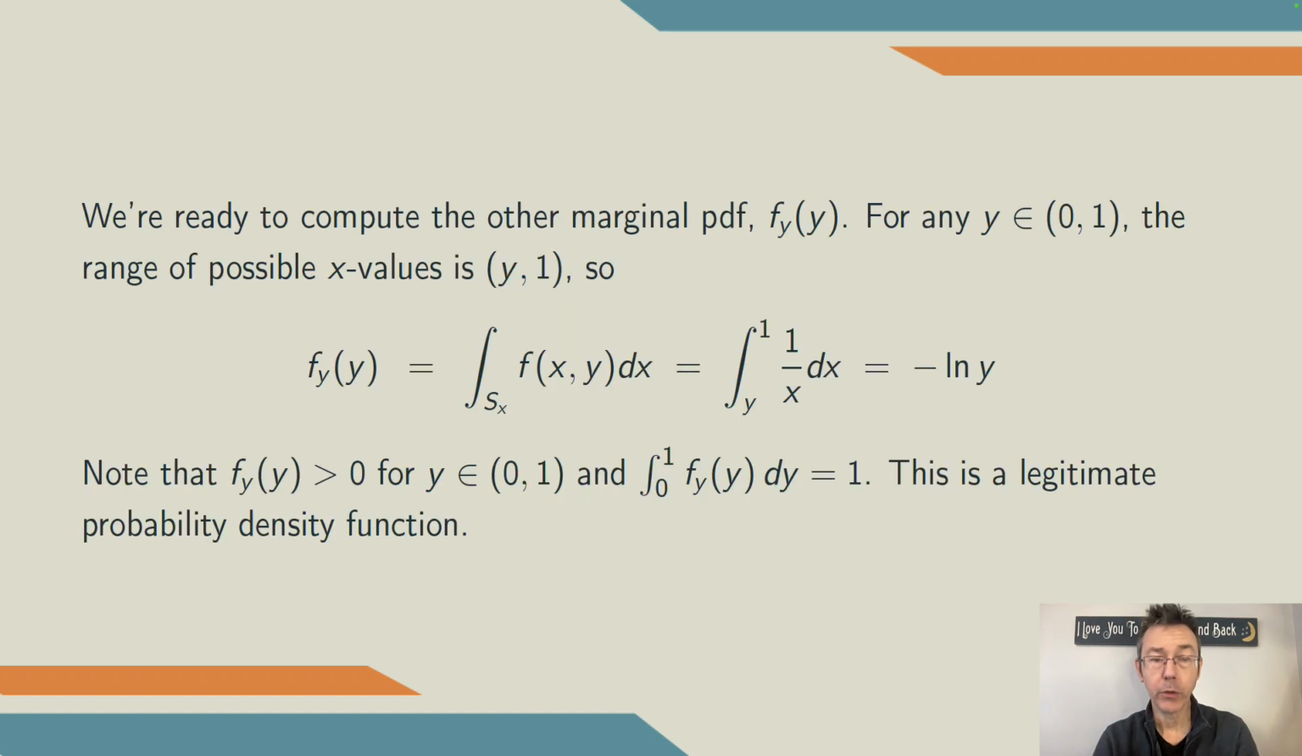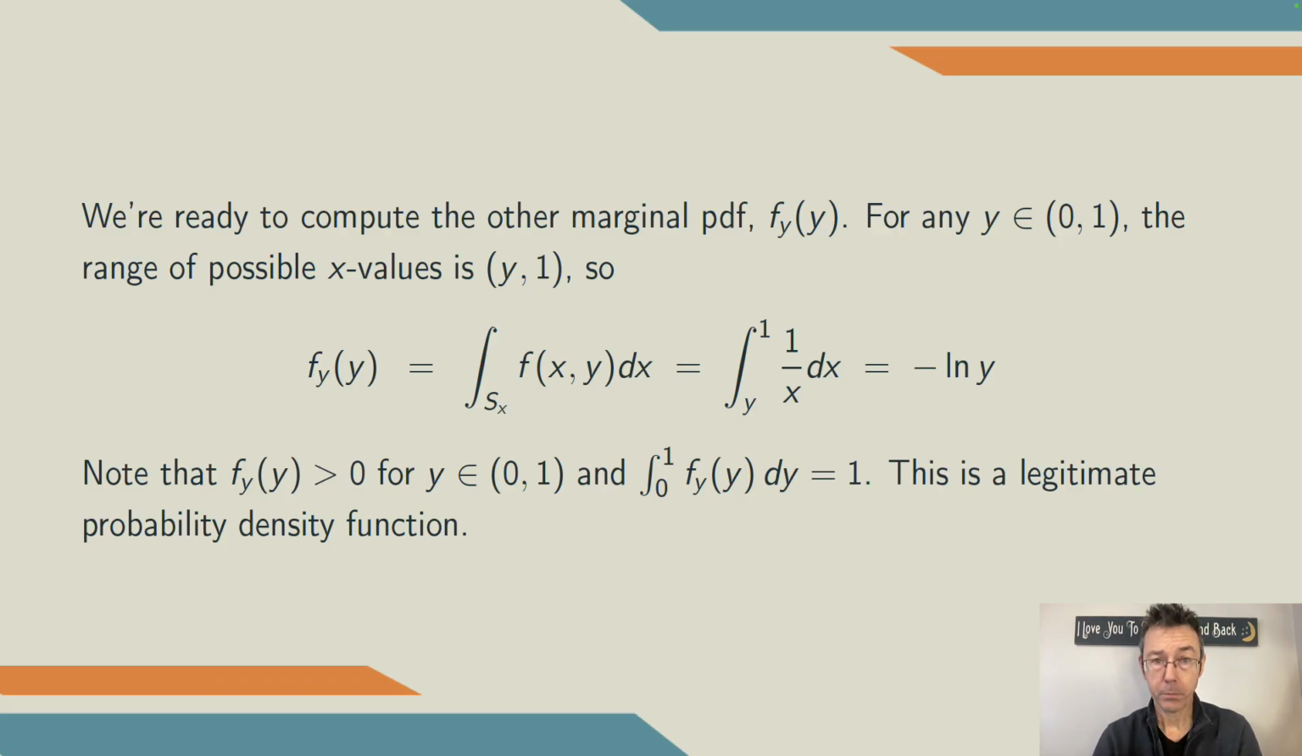All right, now we're ready to compute the other marginal PDF, f sub y of y. Now, we get any marginal PDF by taking the joint PDF and integrating over the other variable. So first we need to know what range to integrate over. For any y between 0 and 1, we said on the last slide that the range of possible x values is between y and 1, so we're integrating that joint PDF, 1 over x, from x equals y to x equals 1. When we carry out that integration, find an antiderivative, which is going to be the natural log of x, then plug in the endpoints and subtract, we get negative ln of y.